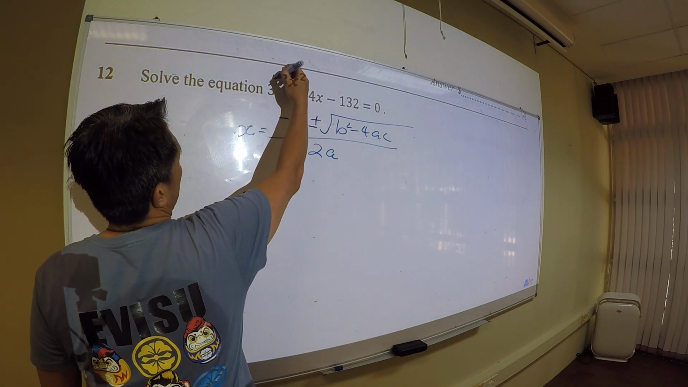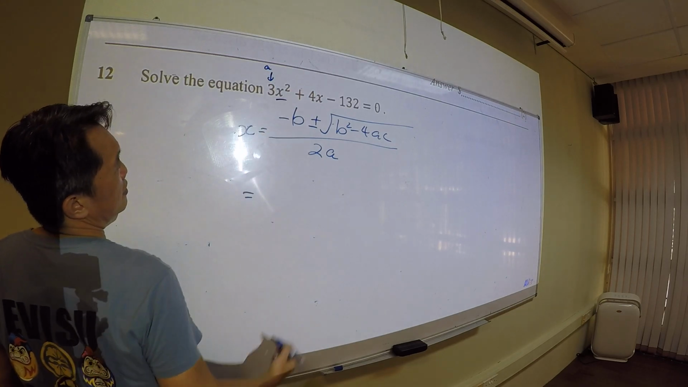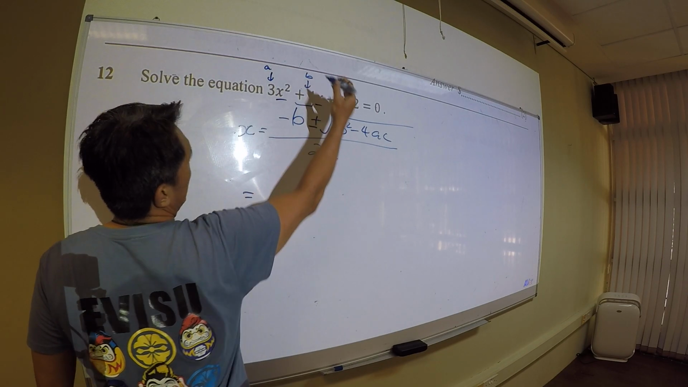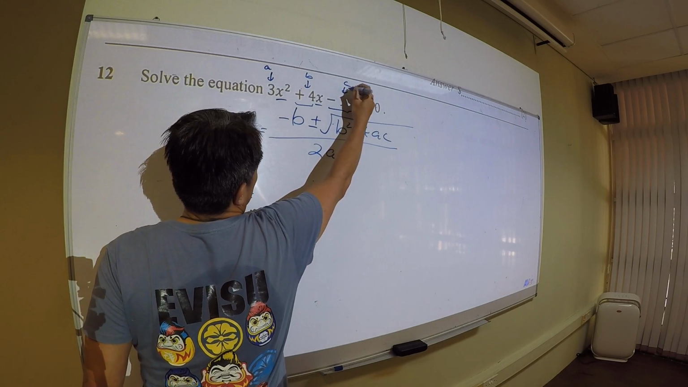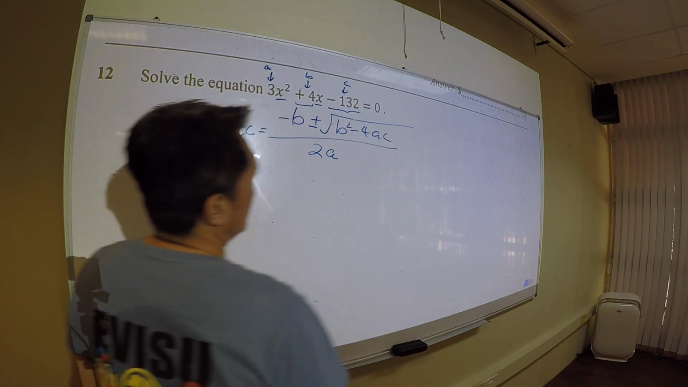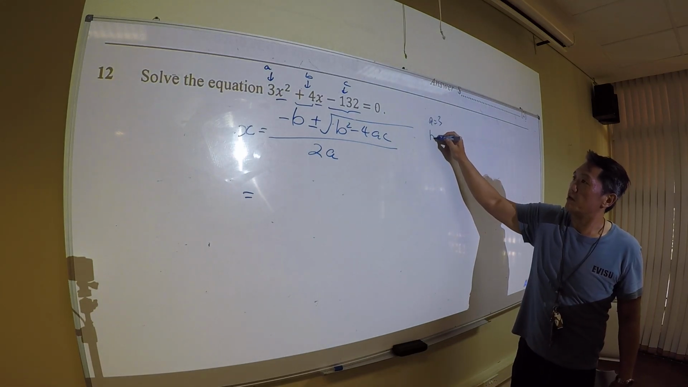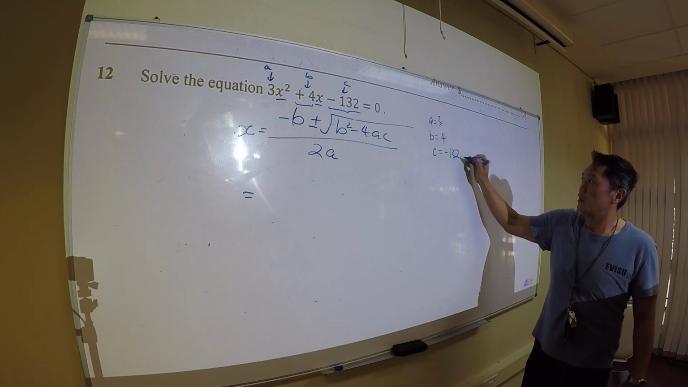Okay. How to read? In front of your x square, this is your A. In front of x, this is your B. Then the number behind is your C. So in this case, my A is 3, my B is 4, my C is negative 132.